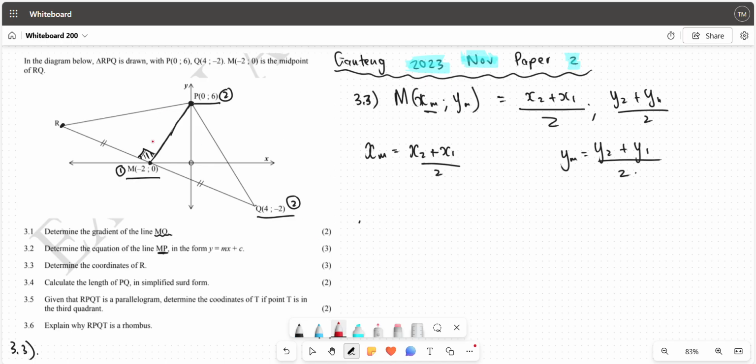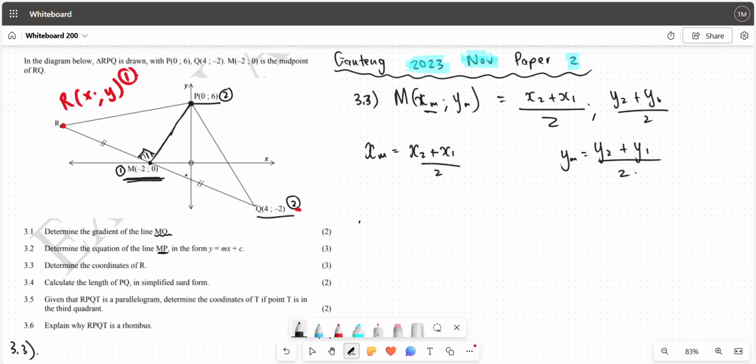And what am I trying to get from those formulas? R. R is an x and a y. I'm going to call that number 1. The Q is my number 2. So wherever I see number 1, I'm going to substitute the R, the x and the y. Wherever I see number 2, I'm going to substitute the Q, the 4 and the negative 1. And wherever I see M, the x of M, I'm going to substitute this midpoint here, which is the negative 2 and 0. So how does that look?